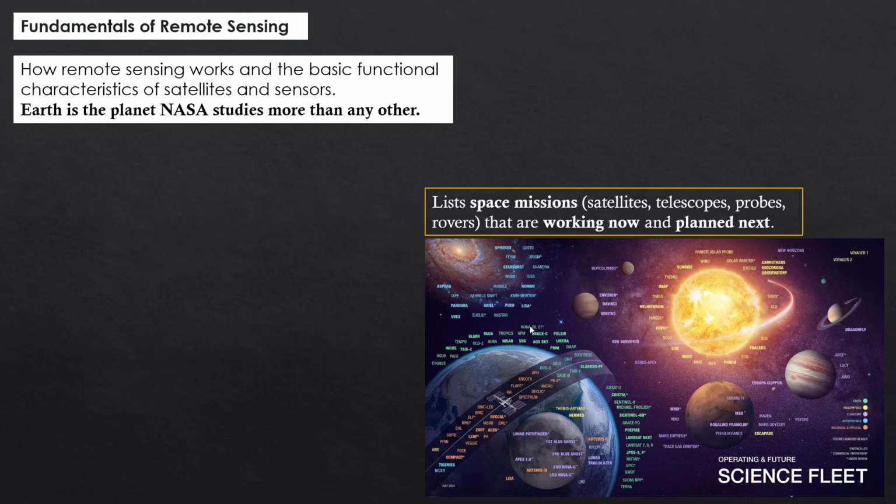This picture shows the different satellites which are orbiting different planets. When you see that Earth has more satellites orbiting, that's why we study Earth more, and we also study other planets for other life which we can see.